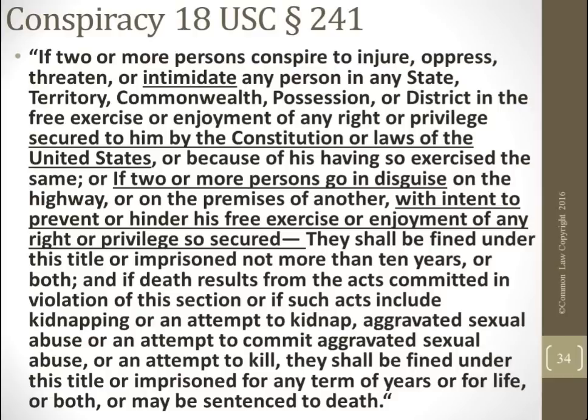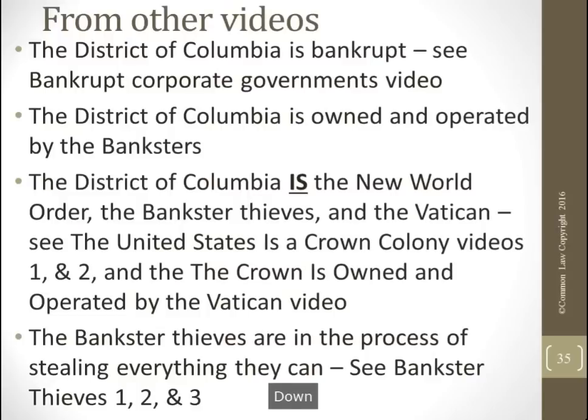And so you could actually allege that in a lawsuit quite easily. The District of Columbia is bankrupt. Okay, watch my bankrupt corporate government videos. The District of Columbia is owned and operated by the banksters. The District of Columbia is the New World Order. It's the bankster thieves, the Vatican, and the United States. See, the United States is a crown colony, videos 1 and 2, and the video called The Crown is owned and operated by the Vatican.